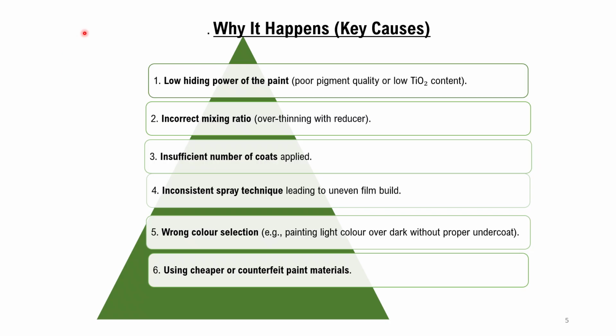Why does it happen? It is because of the low hiding power of the paint, that is, poor pigment quality or low titanium oxide content in case the pigment is titanium oxide. The second important thing could be incorrect mixing ratio, that is over thinning with reducer.